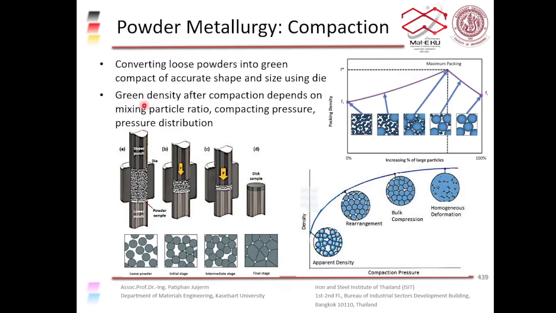And the green density after compaction depends on the mixing particle ratio, compacting pressure, and pressure distribution. So the density of these compacts depends on the compaction pressure, right? You can see that if you increase the compaction pressure, the density will increase, because the space between the particles gets smaller and smaller as you increase the compaction pressure.